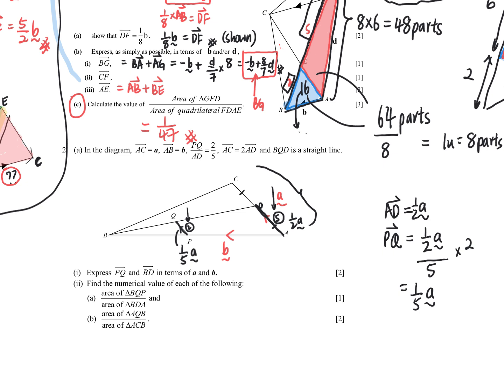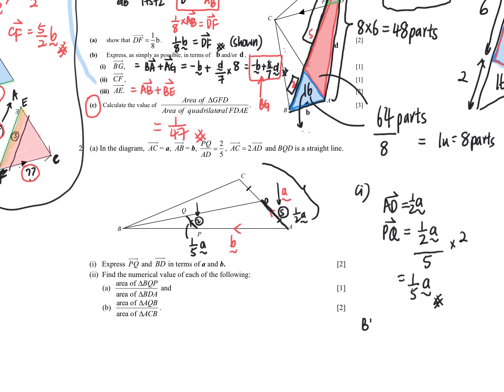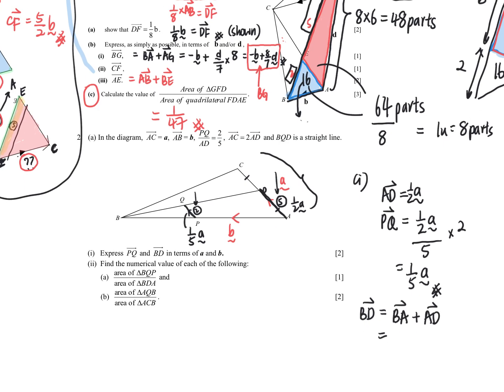Okay? Then next one, I also want to find BD. B to D. So BD, I can move from B to A and then A to D. So BA is opposite of B, so minus B. And then AD is just half A. So this is my answer for BD.